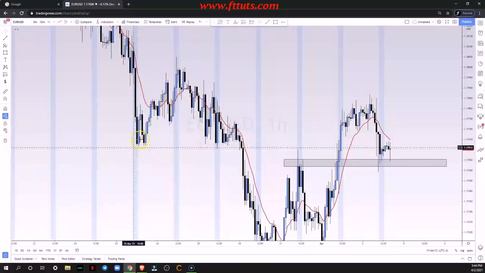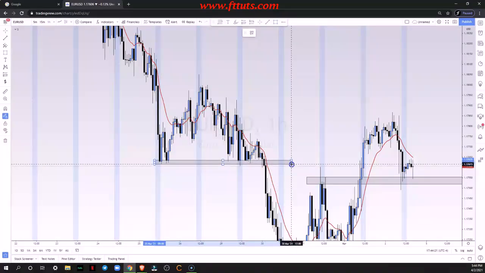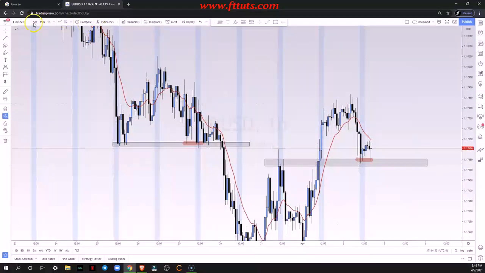Right here, this is a swing low. Swing lows get marked up. So I would draw from the body to the wick and we drag it across. And I'm going to mark up when price got to those levels, and we're going to see exactly what happened at those levels on a 5 minute chart.